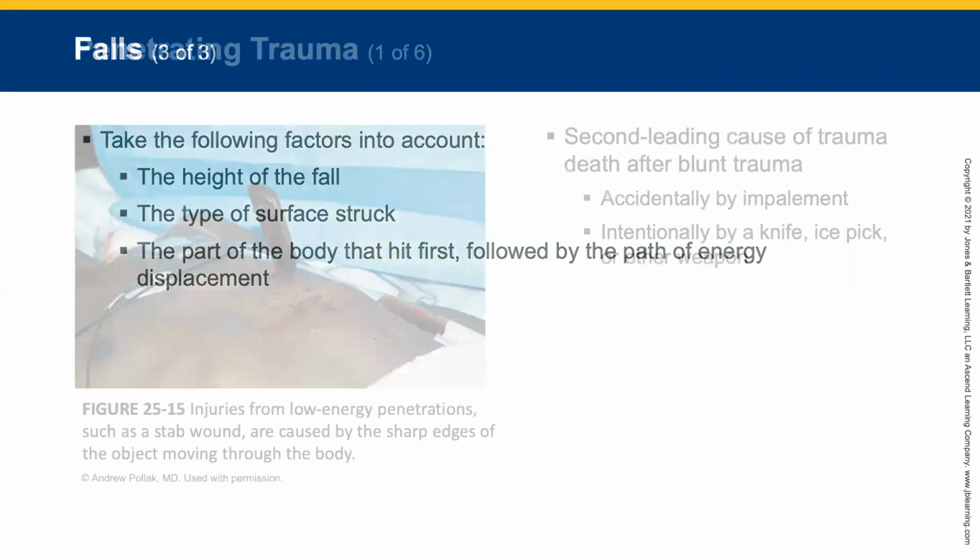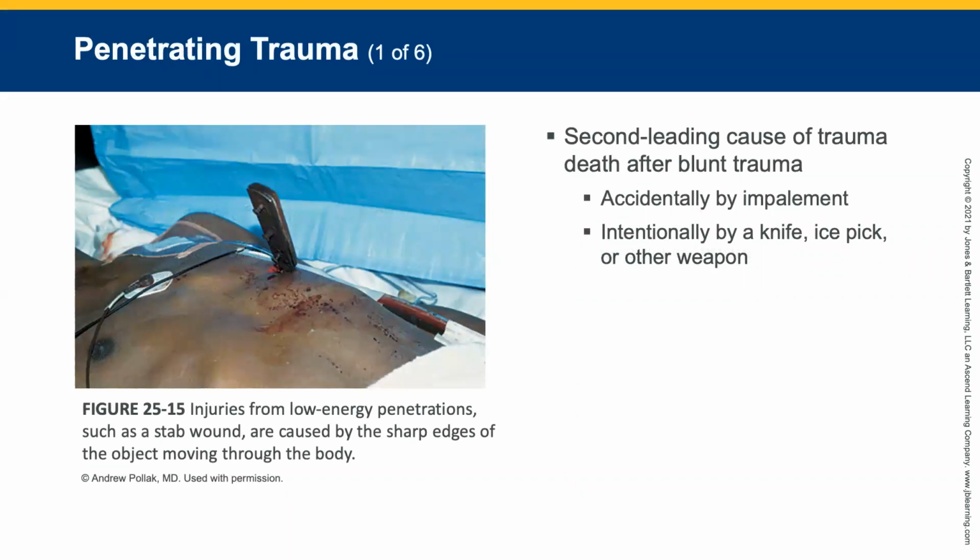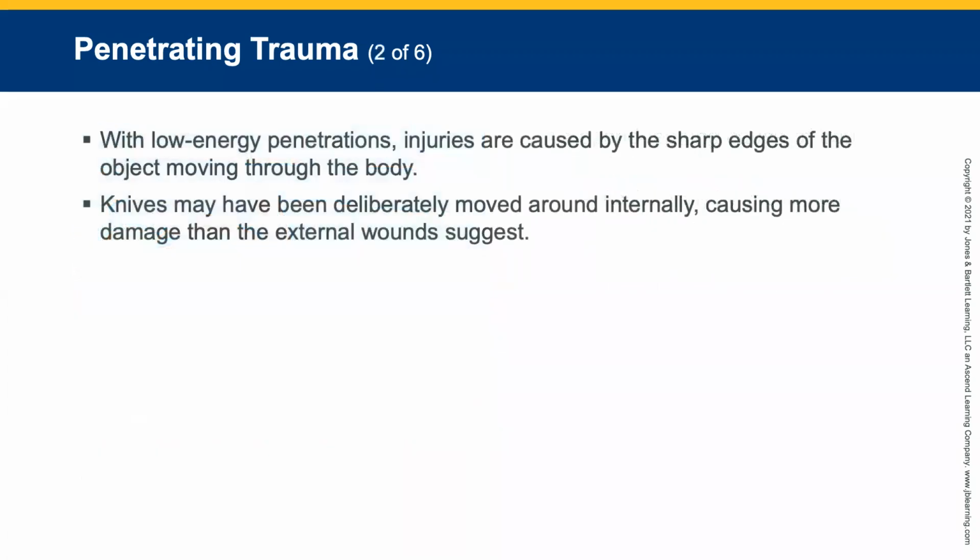Here comes the fun one. Any type of penetrating trauma is the second leading cause of trauma in the United States after blunt trauma. Low energy penetrating trauma may be caused accidentally by impalement, or intentionally by a knife, ice pick, or other weapon. With low energy penetrations, injuries are caused by the sharp edges of the objects moving through the body and are therefore close to the object's path. Knives may have been deliberately moved around internally, causing more damage than the external wound suggests.